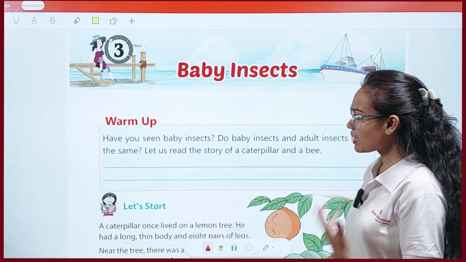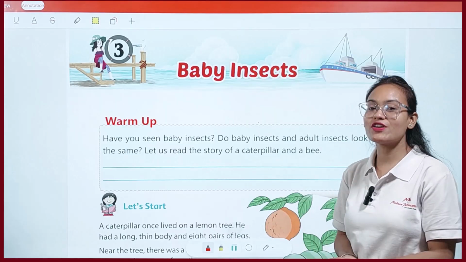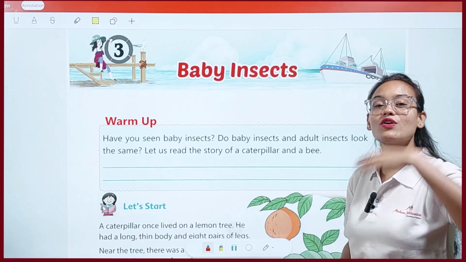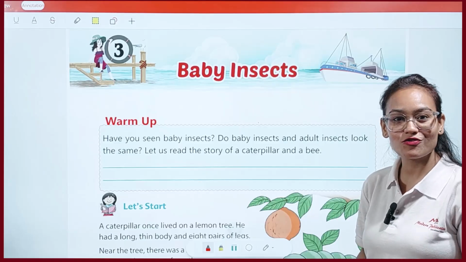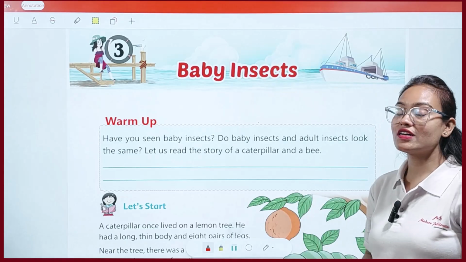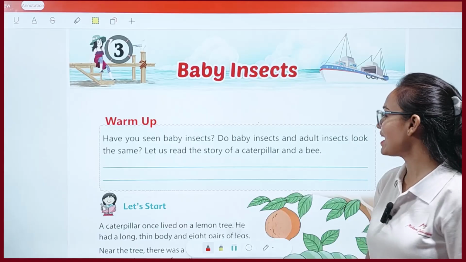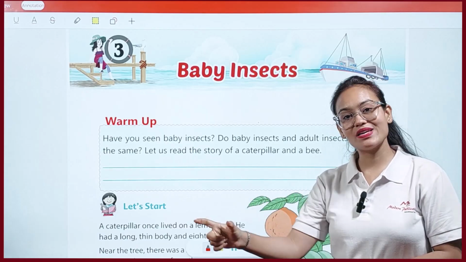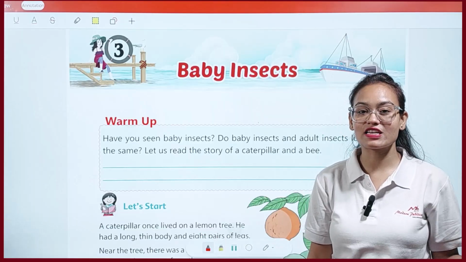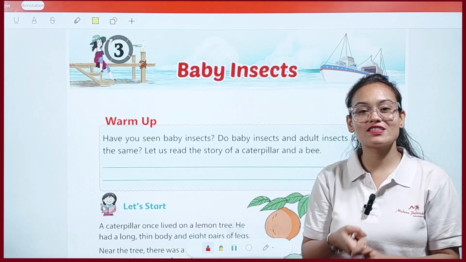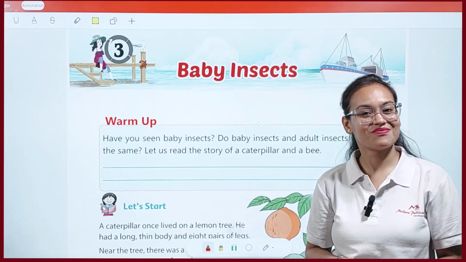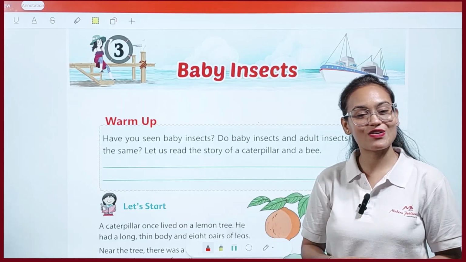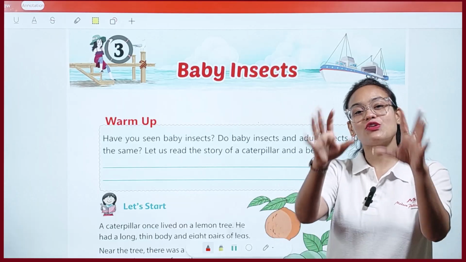But before I start this chapter, you have to find out something on your own. What do you have to find out? First of all, look at a baby insect, and after that, you have to make a comparison between a baby insect and a young or adult insect. These two categories of insects are the same, so now you have to compare them. This activity you have to do.